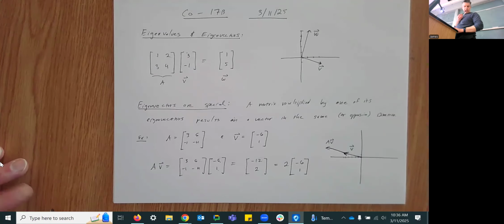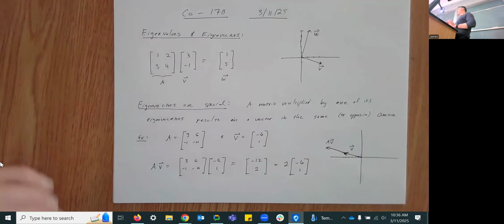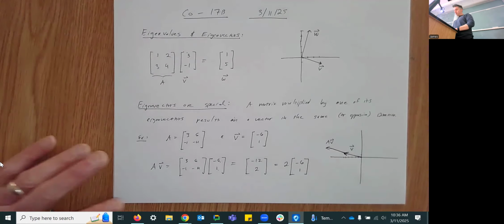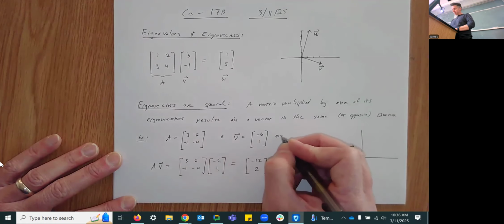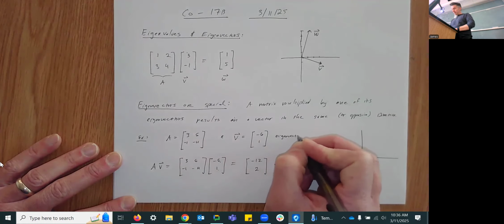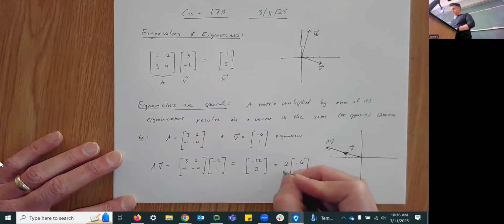Yes, so the real point here is how do we find these things? So how do we find eigenvalues and eigenvectors? Just for some terminology here, in this example, V is the eigenvector. And it's the eigenvector associated to the eigenvalue, which is 2, or the multiplication factor.